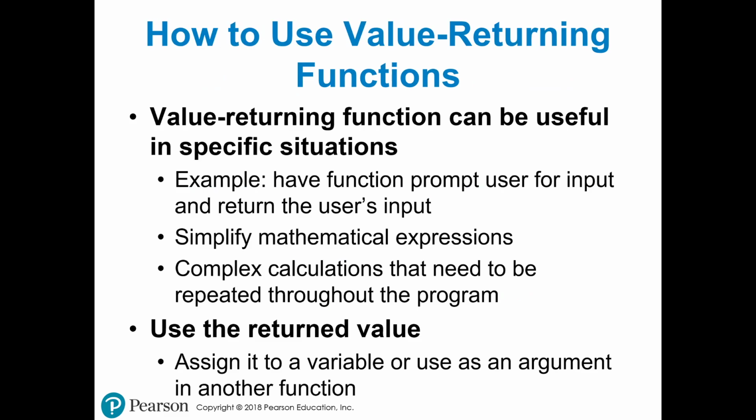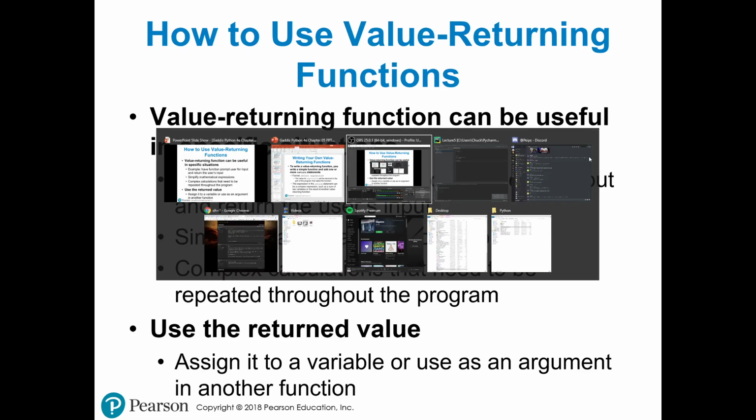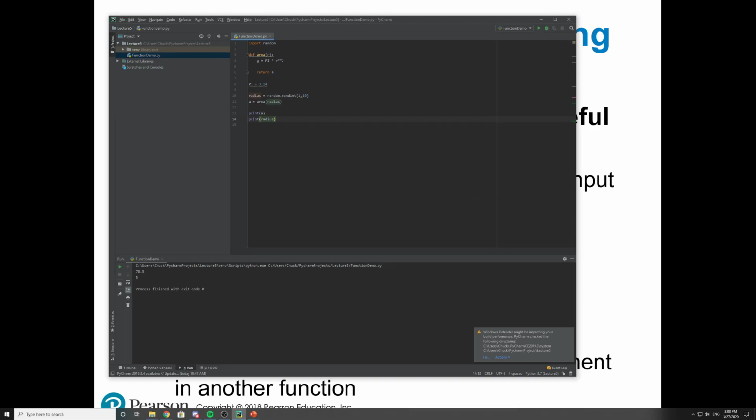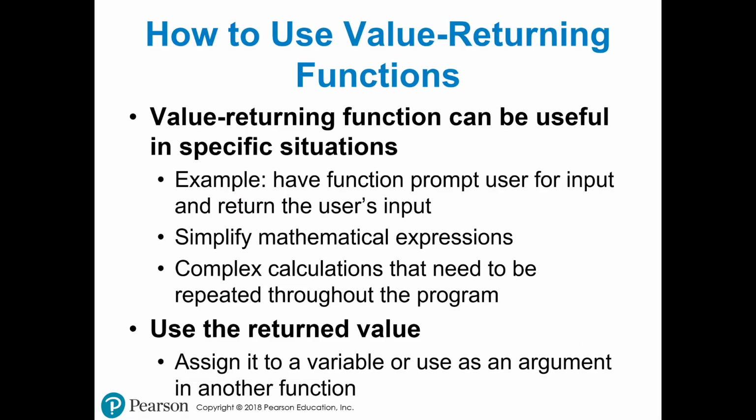All right, so you can use these in a lot of different ways. You can have the function prompt the user for input, and you can return the input. You can simplify mathematical expressions, so you can put a mathematical expression in a function. You can do any type of complex calculation that needs to be repeated through the program. For the return value, typically we either assign it to a variable. If you remember from our previous example, we say a equals area, and then we pass in the radius. You can either do that, or you can also pass it as a function value.